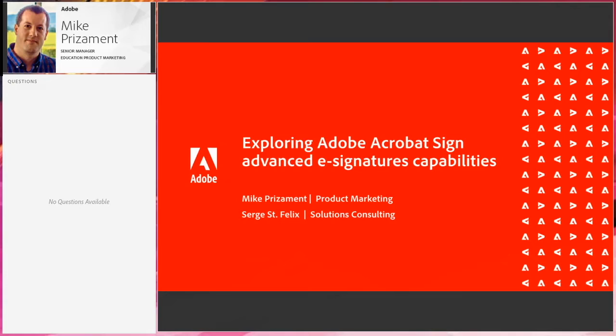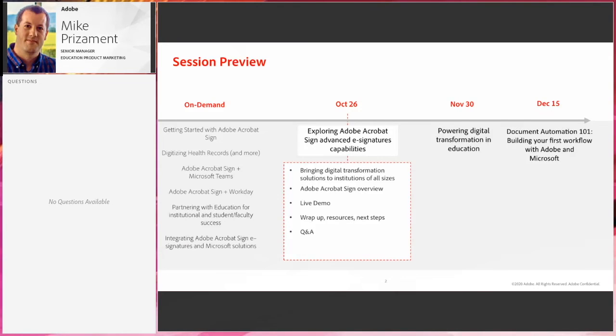Great. Thank you so much, Phil. And thank you, everybody, for joining us today. Once again, I'm really happy to talk about Adobe Acrobat Sign. Today's topic is advanced e-signature capabilities. So we're going to have a great demo in terms of what you can do with Acrobat Sign. I'll give a bit of an overview. This is kind of the roadmap if you've joined us for the first time.